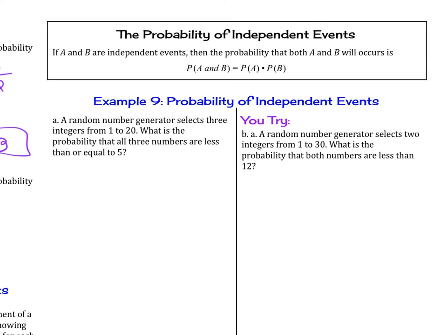Let's look at the probability of independent events. If A and B are independent events, then the probability that both A and B will occur is the probability of A and B, which is, and then you're multiplying, right? So it says and, then the probability of A times the probability of B.